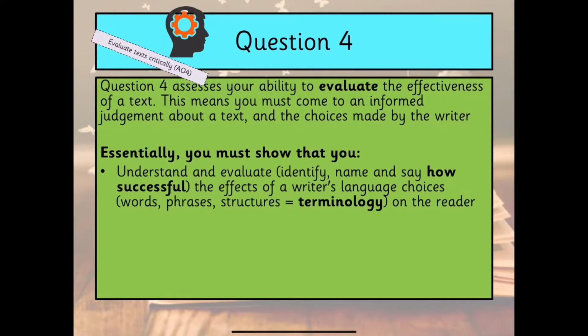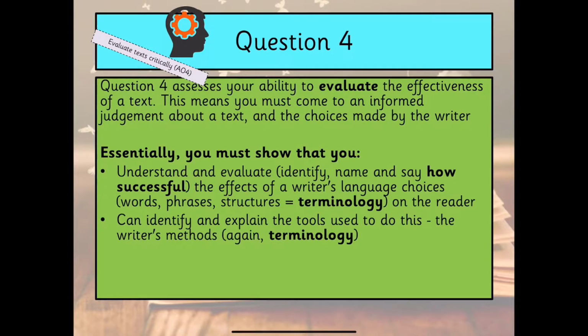In essence, you have to show that you understand and evaluate the writer's language choices. So by evaluate, how successful, and the language choices, words and phrases, structures, terminology. And all of this is with the focus on what it does for you as the reader. Again, if you feel that these questions are difficult to answer because when you read something you don't necessarily feel anything, you don't have an emotional reaction, then once more flip the question on its head a little bit and ask instead, what does the writer want the reader to feel, or what does the writer want the reader to think when they read this particular part of the text, and how have they tried to achieve that?